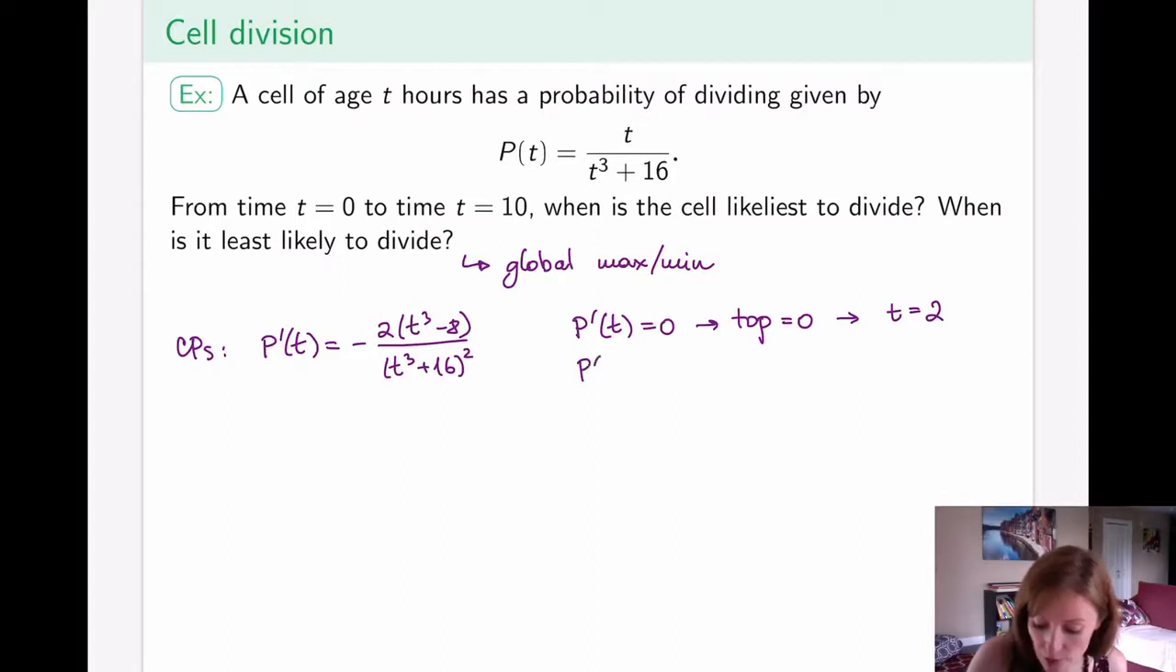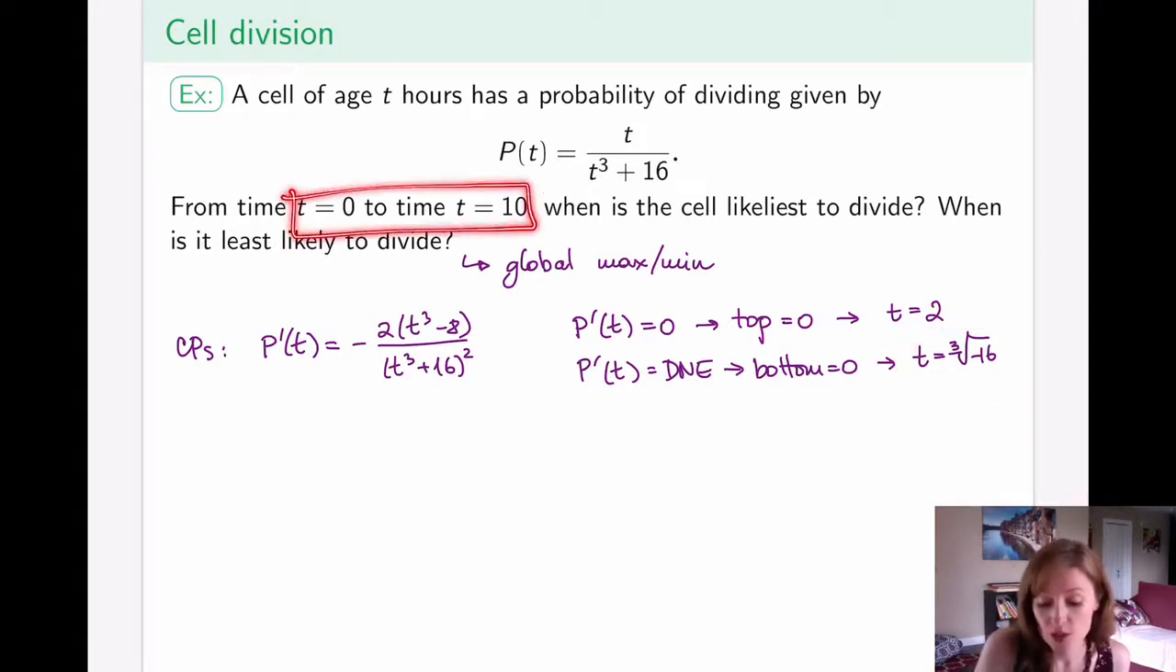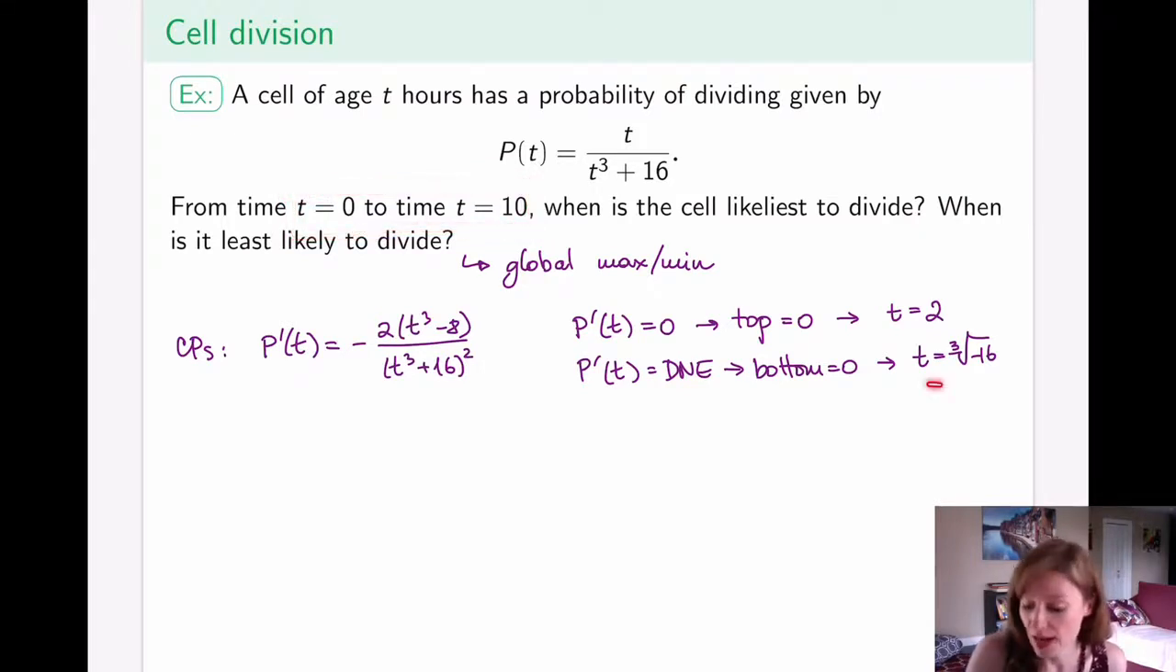And I'm looking for when the derivative does not exist. Because it's one fraction, this happens when the bottom is 0. And in this case, that is when t is equal to the cube root of minus 16. Notice that we can take cube roots of negative numbers. However, the one thing that disqualifies this root from consideration is the fact that I am only interested in the interval from 0 to 10. And this is most definitely not in the interval from 0 to 10.